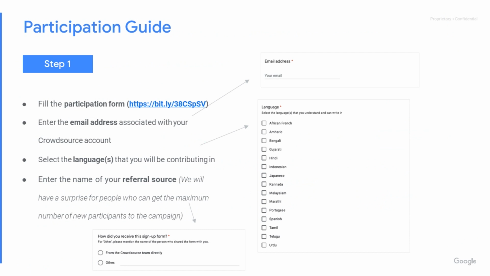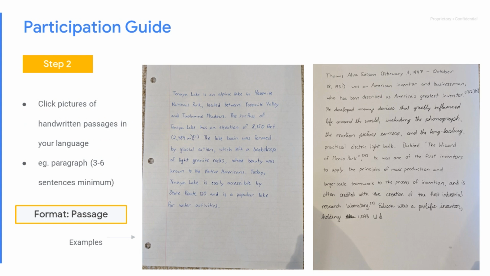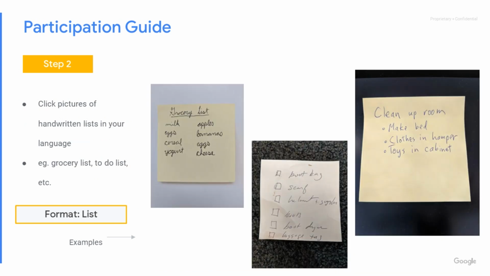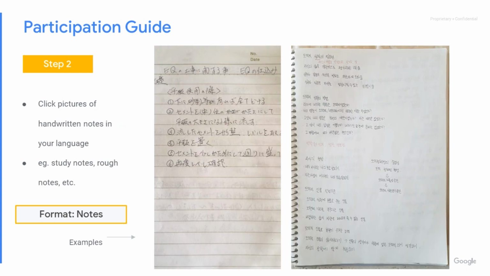In step 2, click pictures of a handwritten passage in your native language. It could be a minimum of 3 to 6 sentences. You can contribute in 3 formats, such as passage, list, and notes. In passage, you can write about anything you want. In list, you can mention a list of anything. It could be a list of cities, countries, or anything else. In notes, you can make note of things to remember, or it could be a recipe.